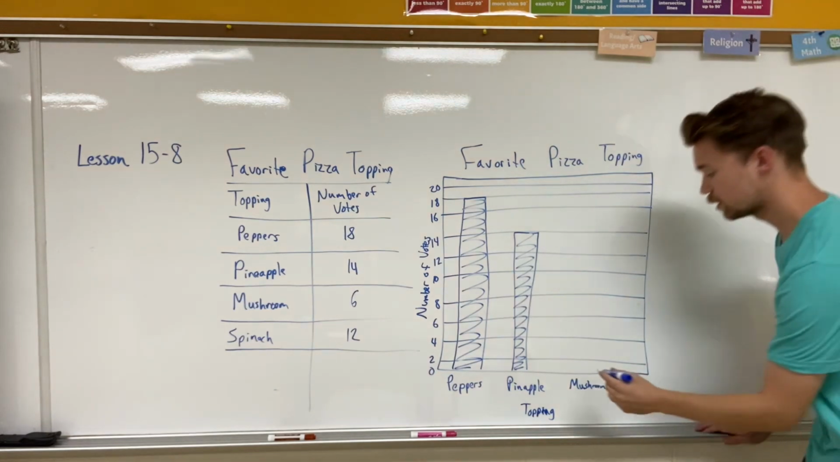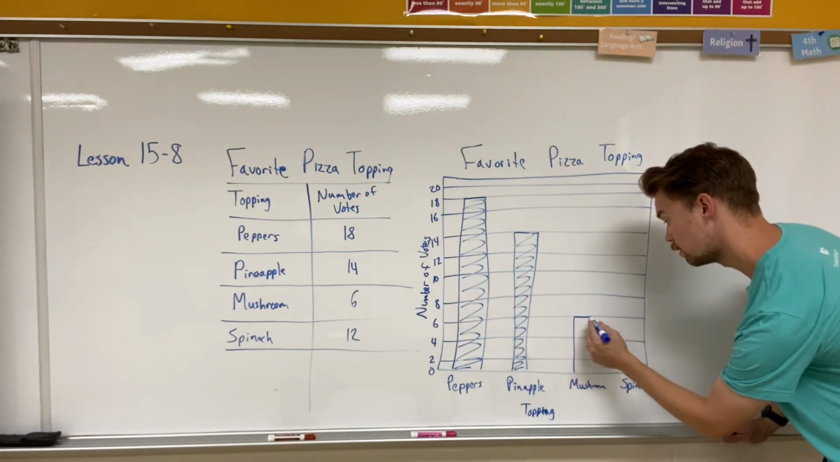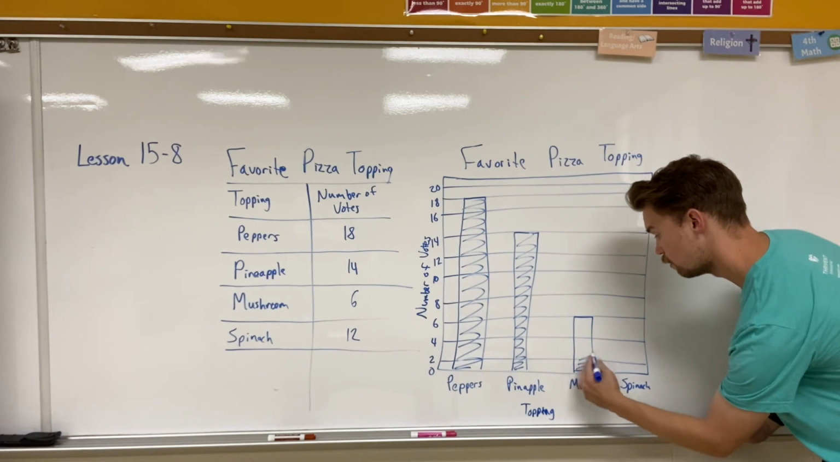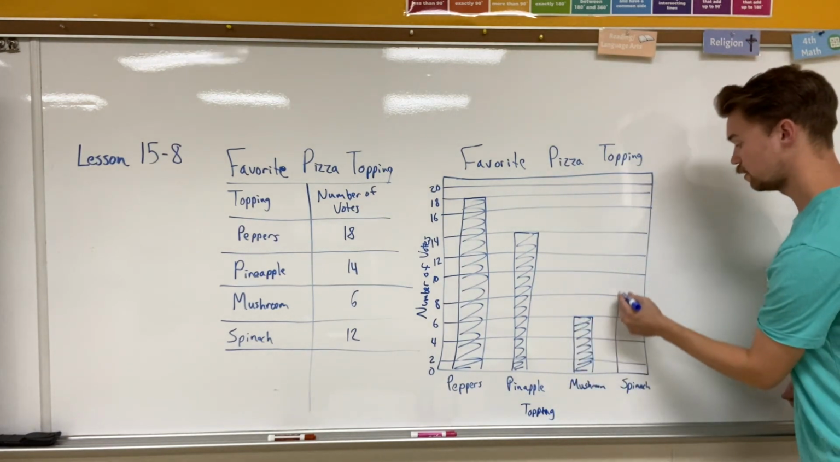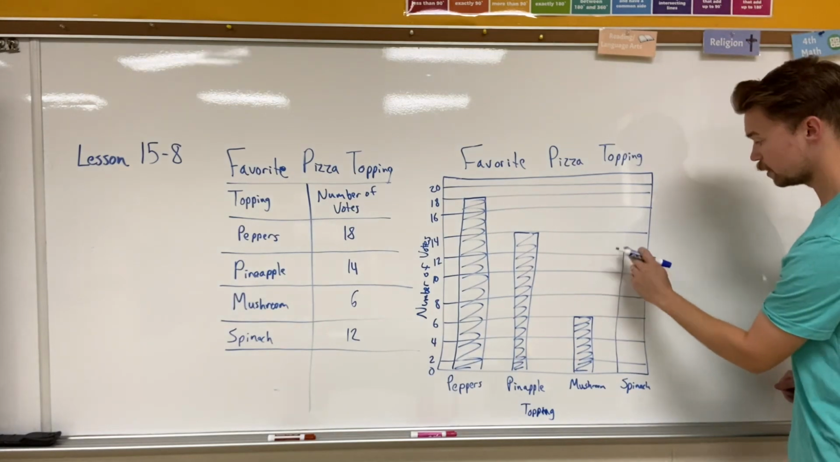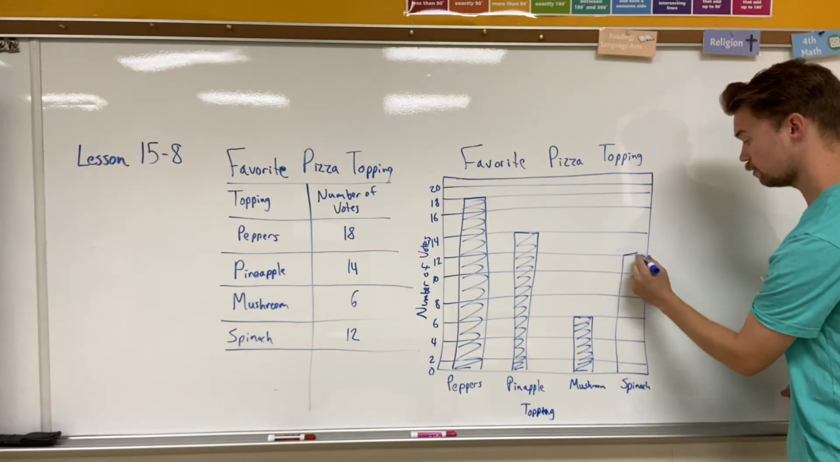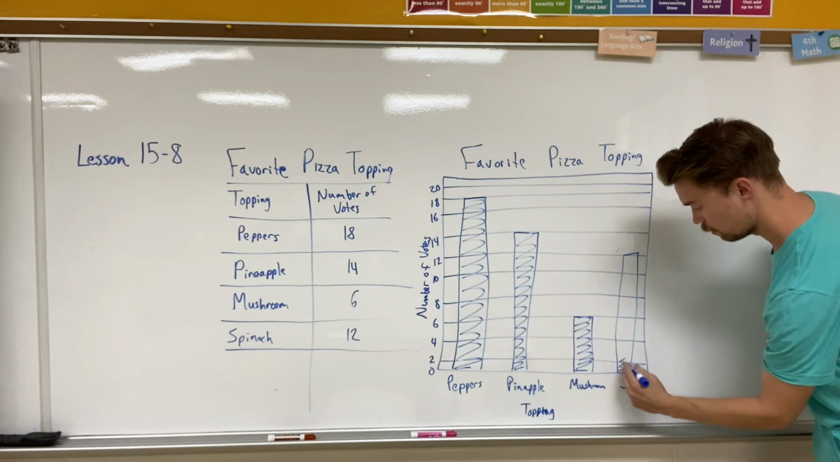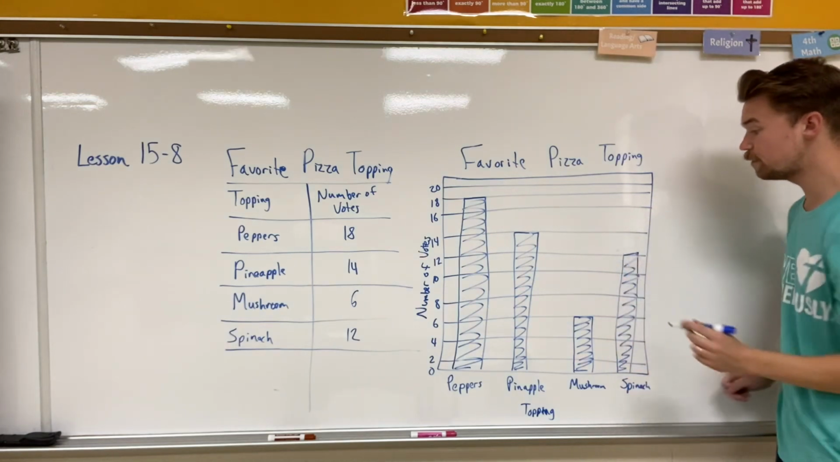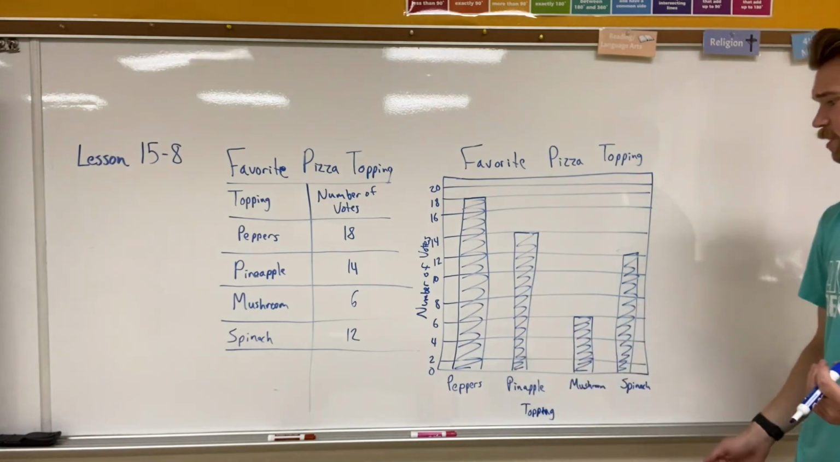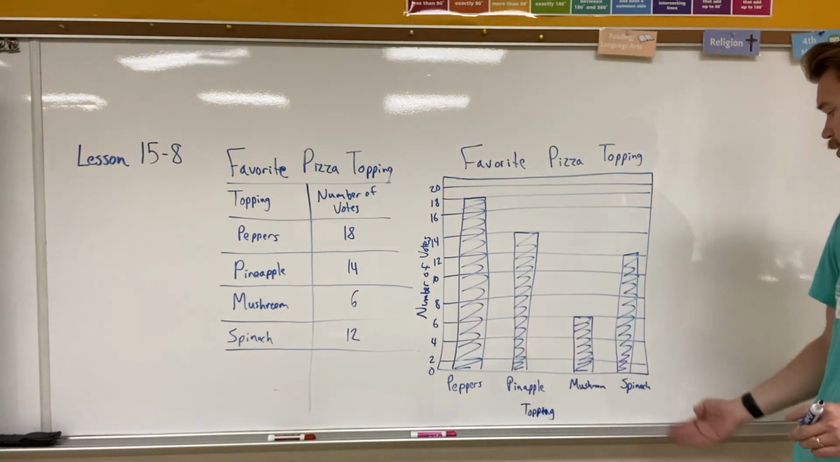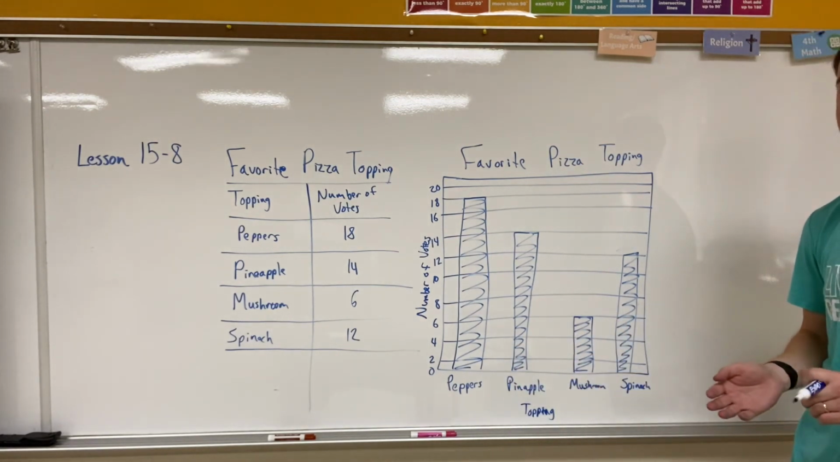Mushroom, 6. So I'm going to go up to 6. And spinach, I go up to 12. Oop, I went a little bit too high. To 12. There we go. Fill it in. And now I have a visual representation of, well, I have peppers that is the most, pineapple is second most, spinach is third most, and mushroom is last.